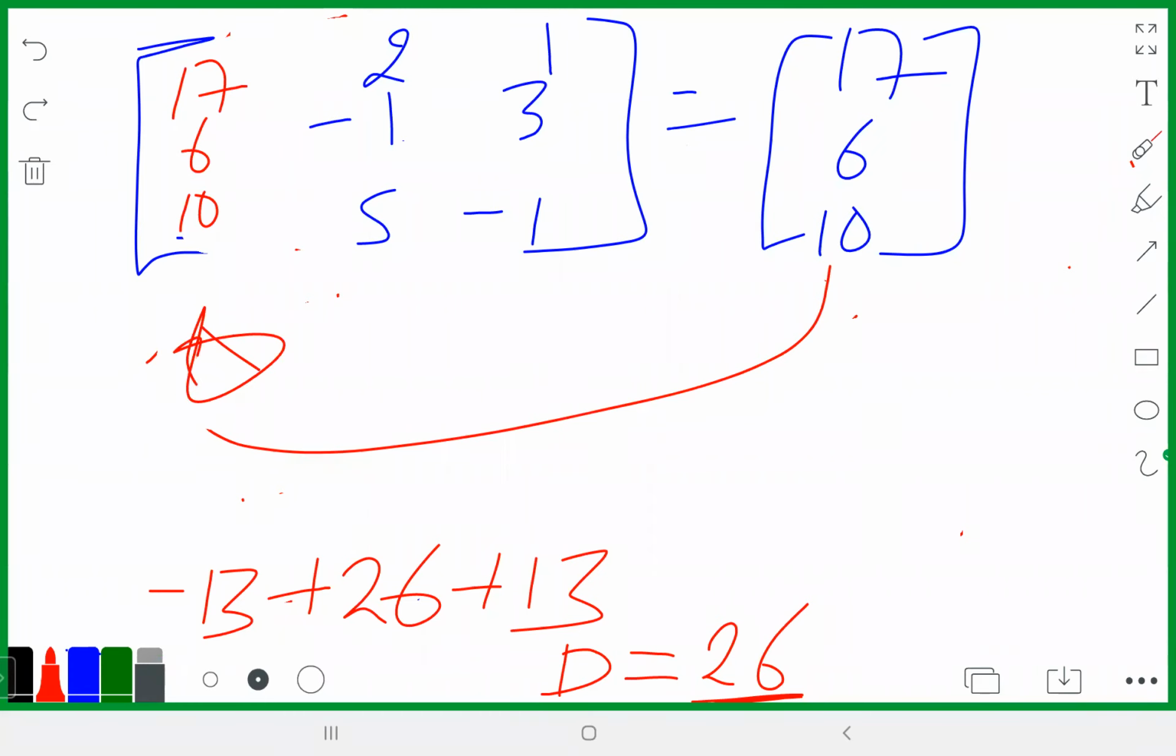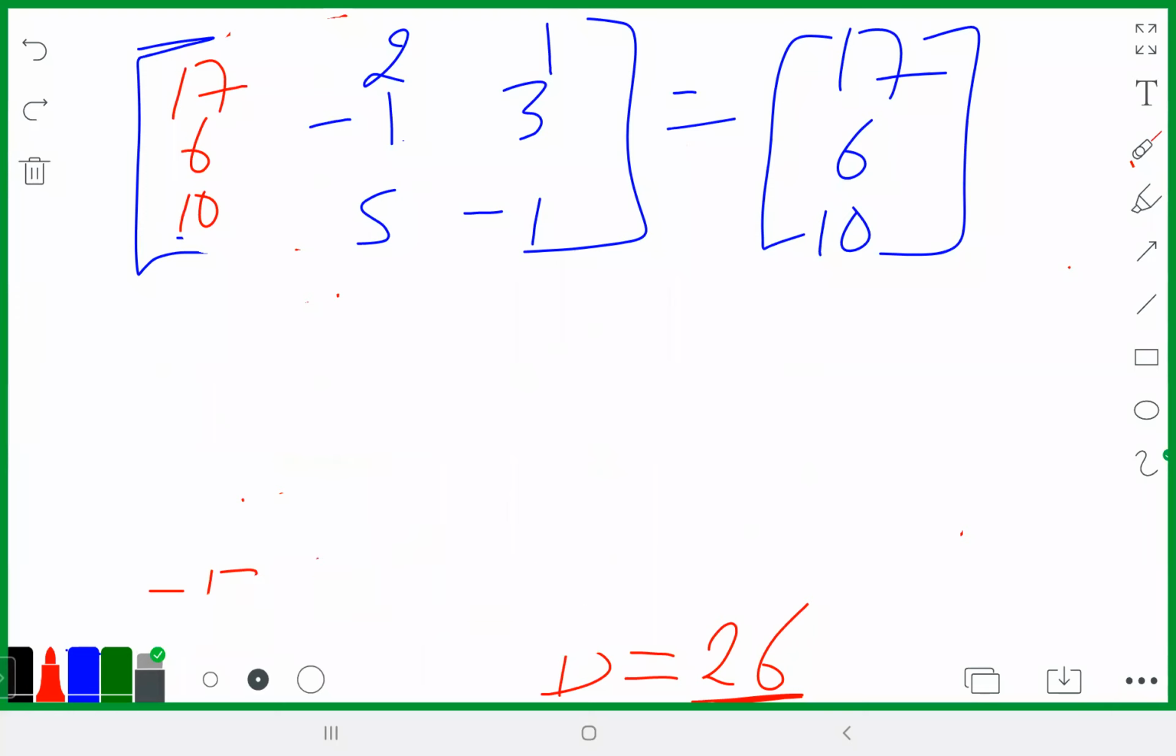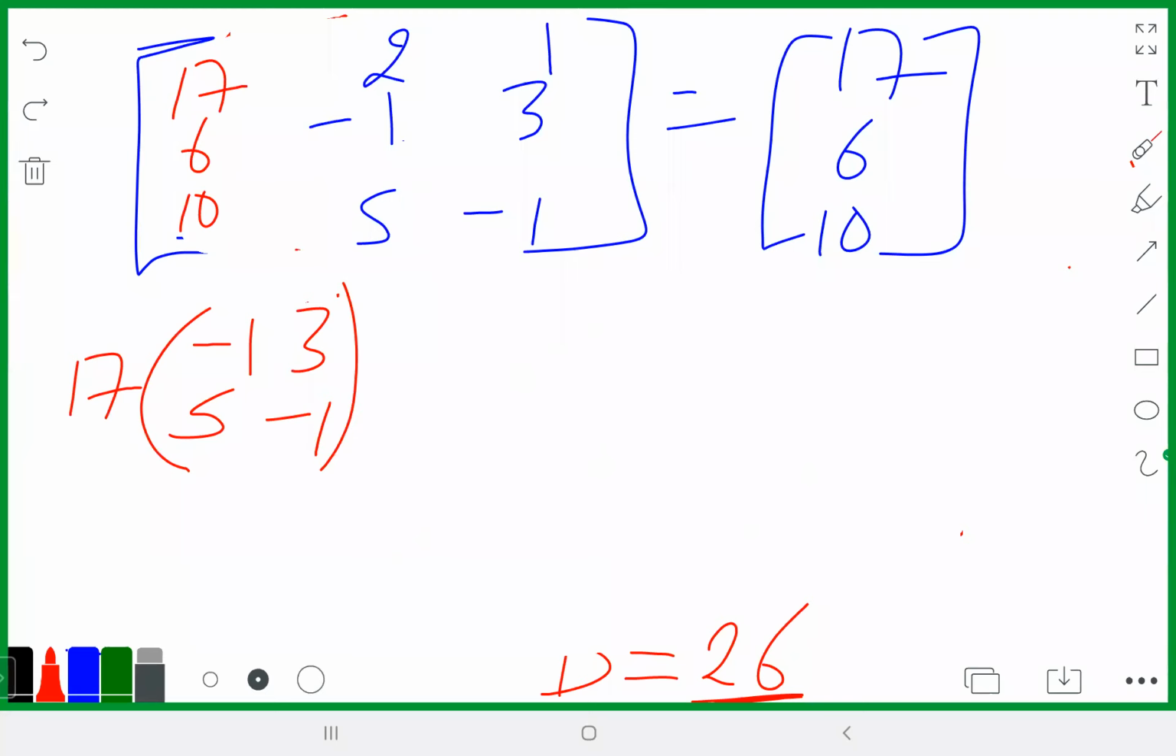Then you are going to solve in the same way how we were solving. Repeat the same procedure so that you can find the determinant for x. We start with 17. 17, we open the bracket. What do you remain with? When you have 17, you delete the row, delete the column in which 17 is. You remain with negative 1, 5, 3, and negative 1, right?